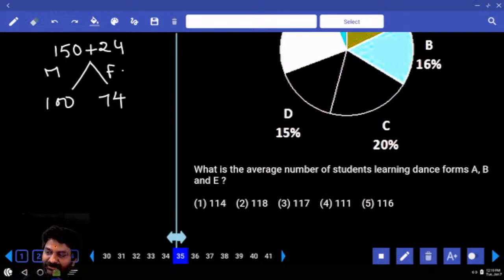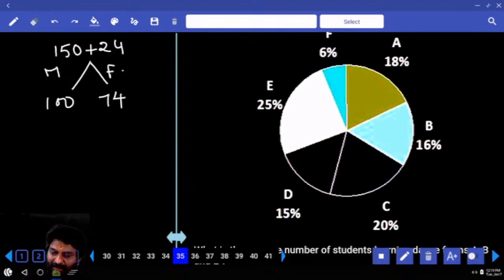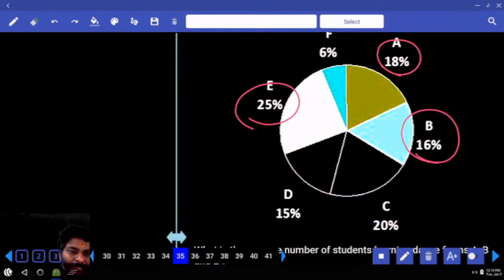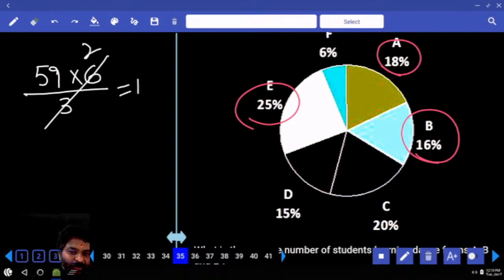What is the average number of students learning dance form A, B, E? A, B, E. A, B together 34, 25. 34, 25. 59. Percentage converted to number into 6. Average by 3. 2 times 118.